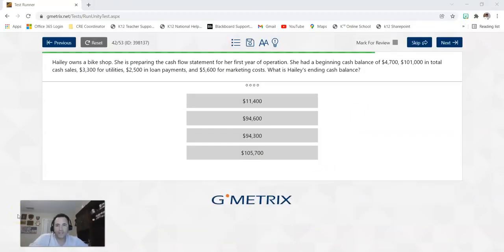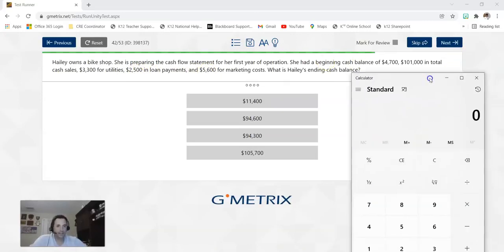All right, here we go with a cash balance question. Haley owns a bike shop. She is preparing the cash flow statement for her first year of operations. She had a beginning cash balance of $4,700, $101,000 in total cash sales, and then she had $3,300 for utilities, $2,200 in loan payments, and $5,600 in marketing costs. What is Haley's cash balance?